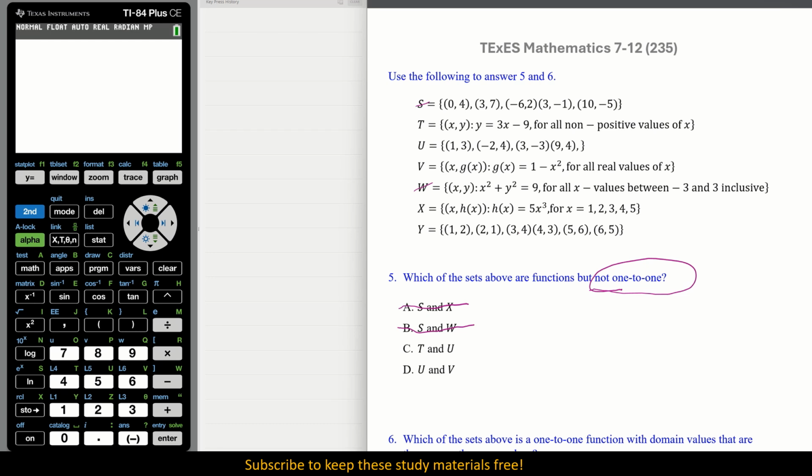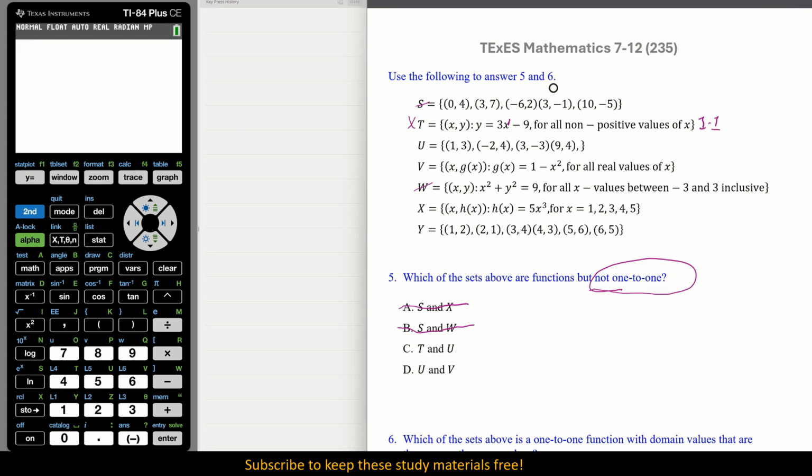Okay, looking at T, that is a linear situation and it is an odd function. Therefore, it is one-to-one, and we're looking for not. So that one doesn't satisfy our question. It is one-to-one. So I'm going to put over here, it is one-to-one.